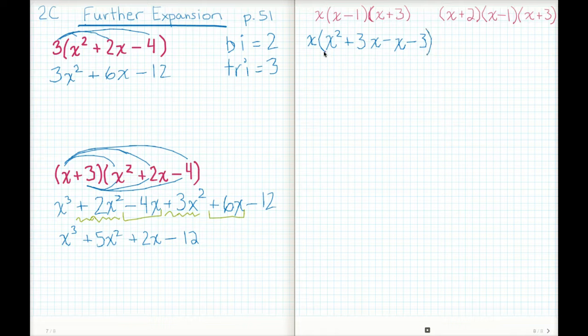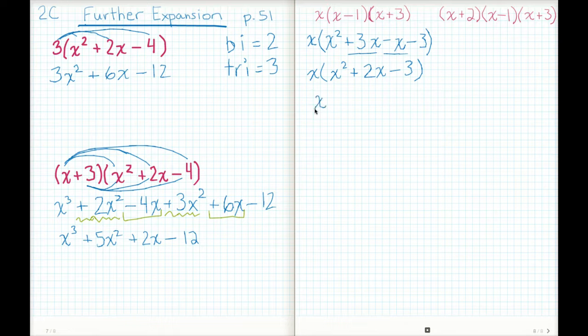And now I'm not quite done because I still have this x out here. I could first add these like terms together. Let's do that first because then I'll have fewer things to multiply. So x squared and 3x minus x is 2x minus 3. And now I still have to multiply everything in the brackets by x.